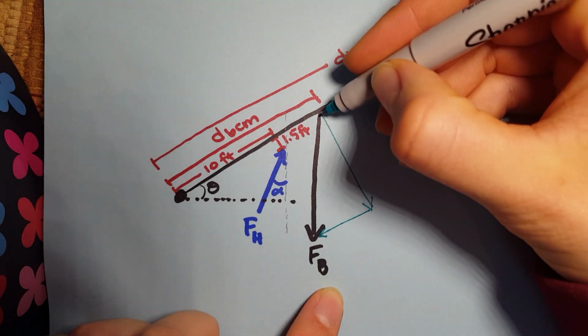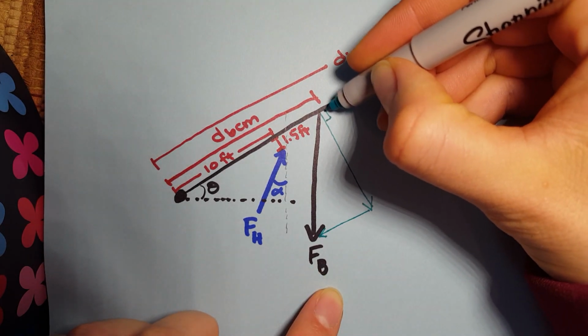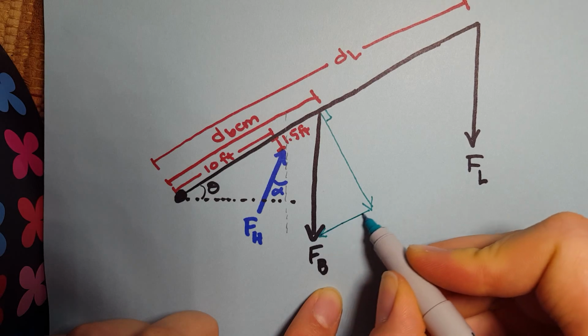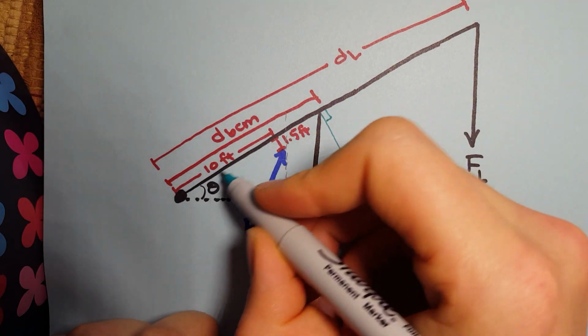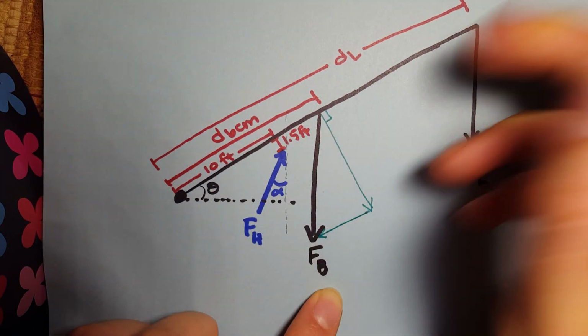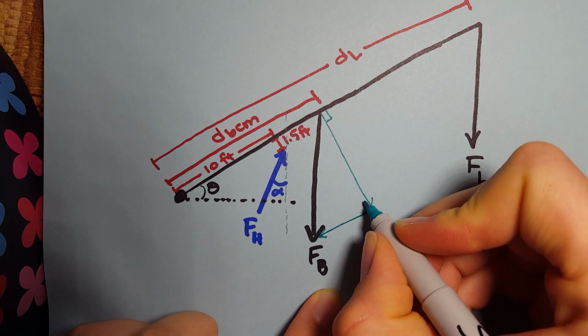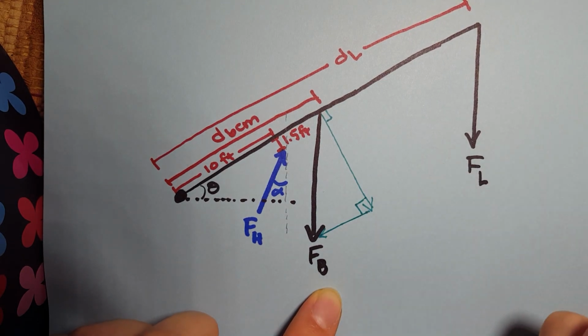So this force of the boom I'm going to break up into, this is perpendicular to there, and this component right here is going to be parallel to the midline of the boom. So we know that this is actually going to be a right angle as well.